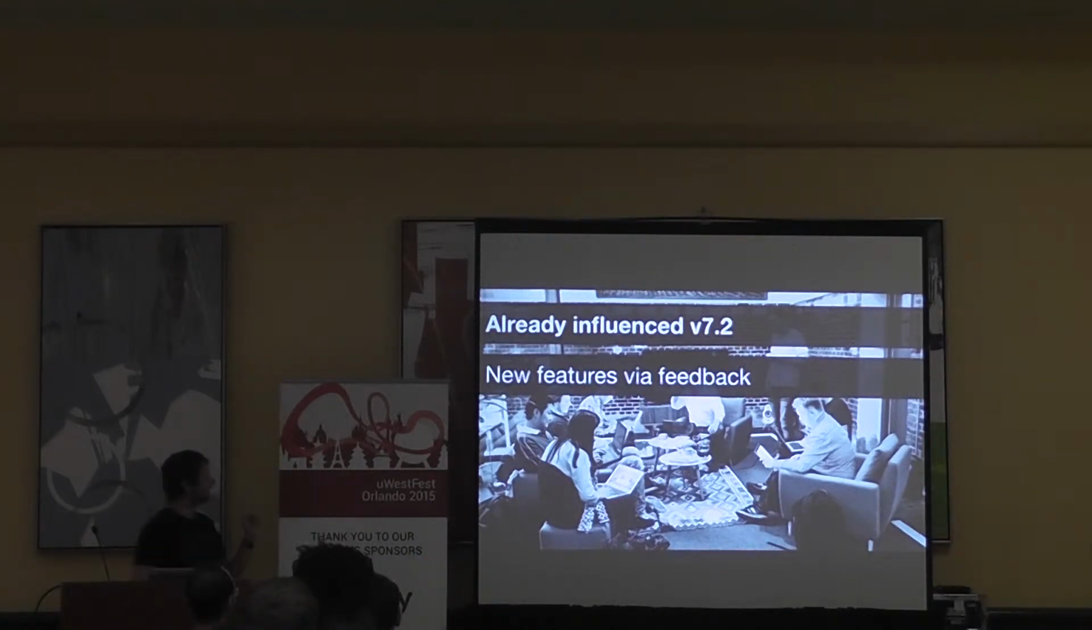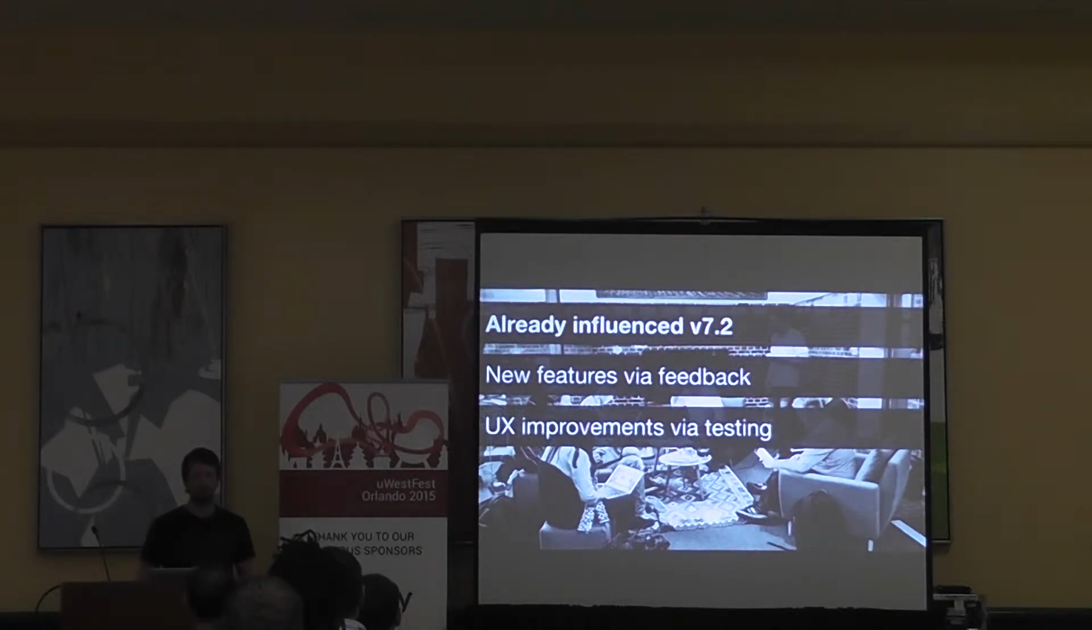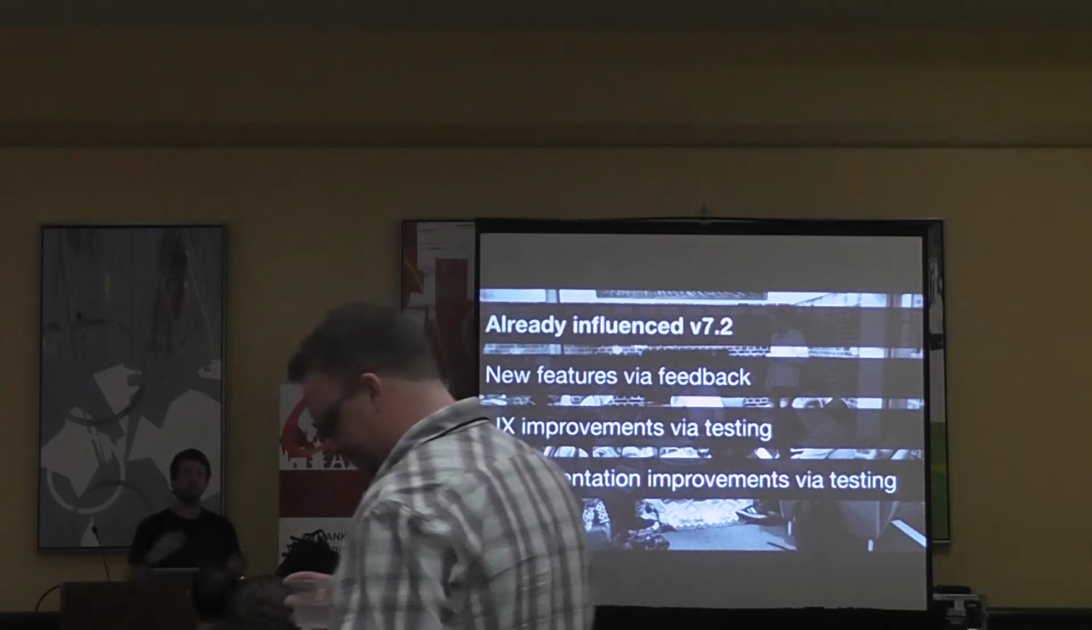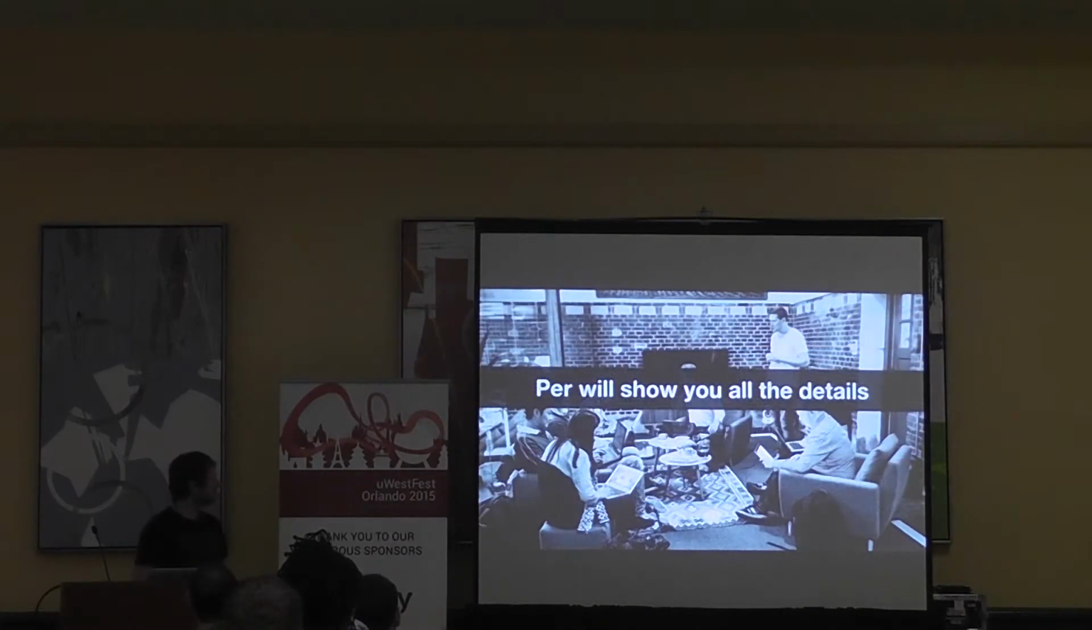I have that on the slide in a moment. But just an example of what I talked about, what we're trying to do with the company, this is all already influenced in 7.2. So we got new features in the grid thanks to feedback from our workshops. The UX got improved through the editor testing, and we made it easier to implement for designers and developers thanks to tests with them as well. But again, here we'll show you all the details of the grid in this session, so I'll spare you more details.